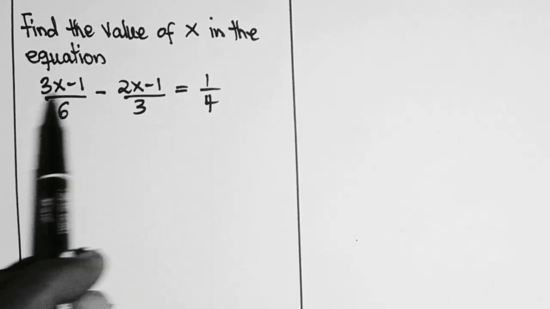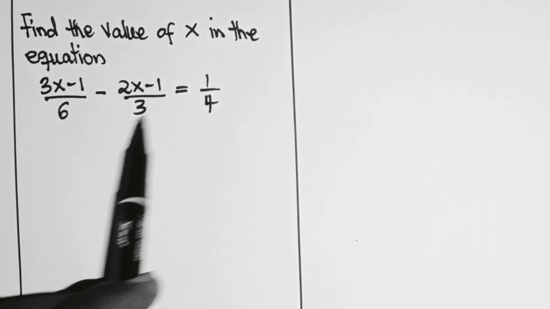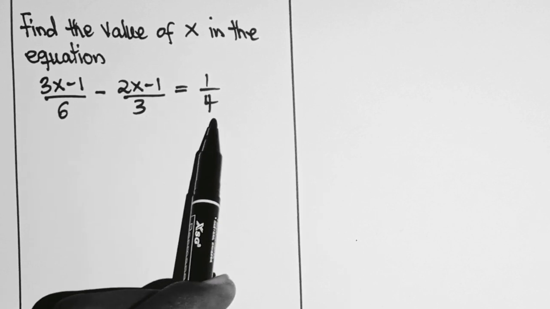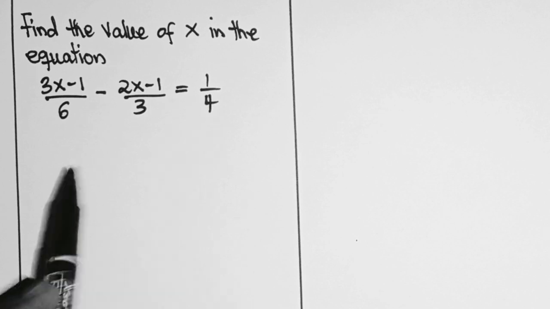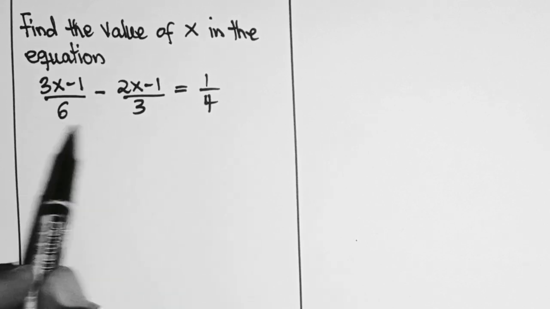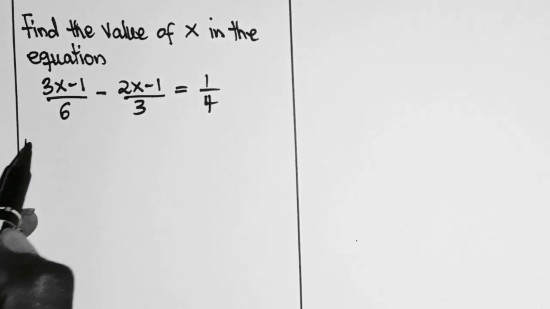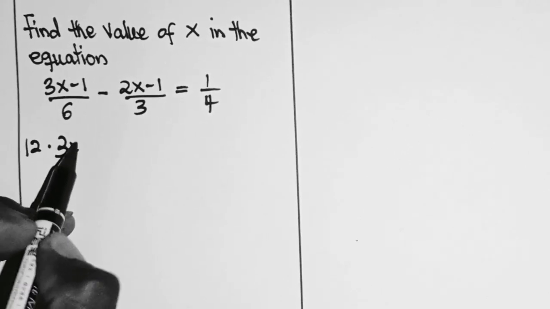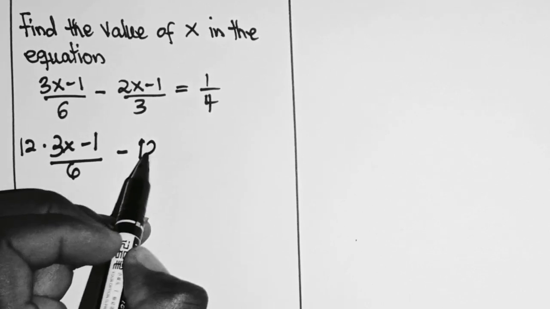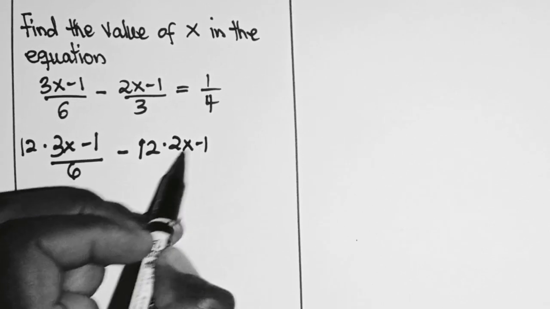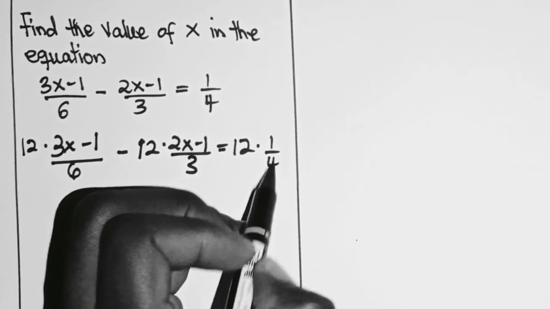Find the value of x in the equation. 3x minus 1 divided by 6 minus 2x minus 1 divided by 3 equals 1/4. So here is 6, here is 3, and then here is 4. The lowest common multiple between 6, 3, and 4 is 12. So let's multiply through by 12. So this becomes 12 times 3x minus 1 divided by 6. Then minus 12 times 2x minus 1 divided by 3 equals 12 times 1/4.